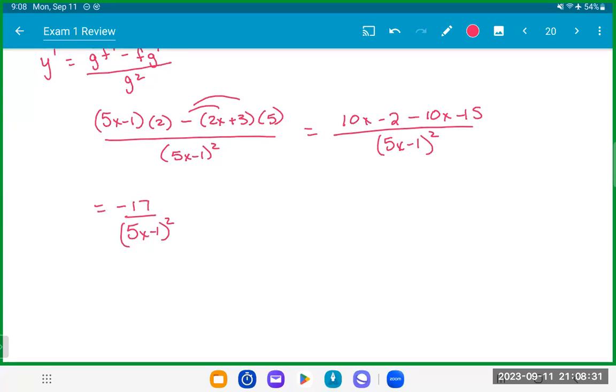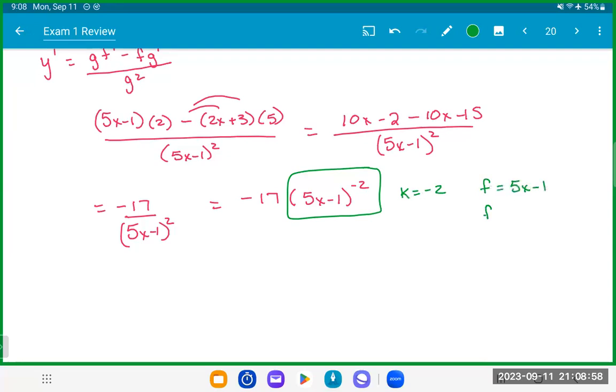It's a little harder. I don't want to have to do my second derivative like this. So let's just rewrite this as negative 17 times (5x minus 1) to the negative 2. And now I can do my extended power rule on this, where my k is equal to negative 2, my f is 5x minus 1, and my f prime is 5.